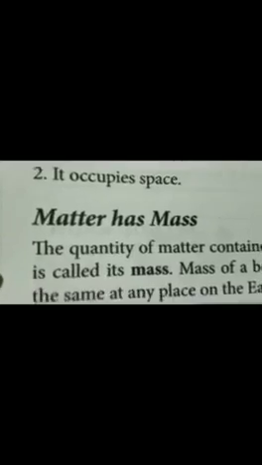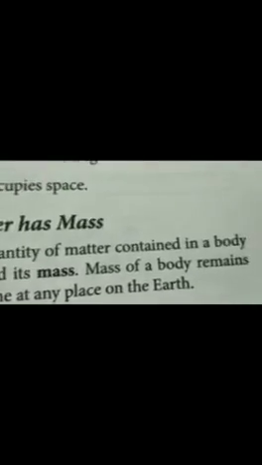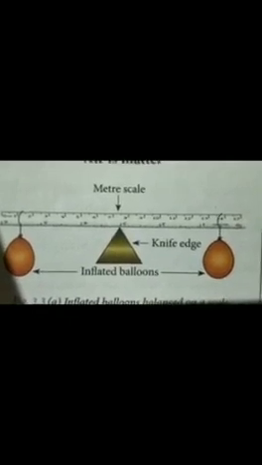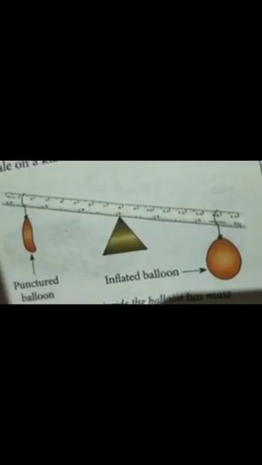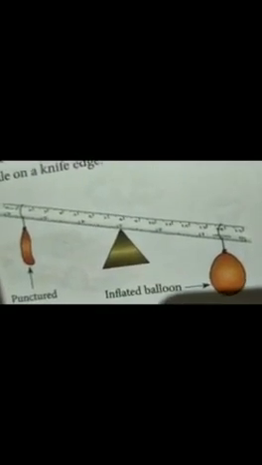So the mass of a body remains the same at any place. In this experiment, we have taken a scale and on the edge we have kept two inflated balloons. You see the scale remains constant. But what happens when one balloon is punctured? Then you can see the scale tilts to one side, and this proves that the matter, or the air, has mass.